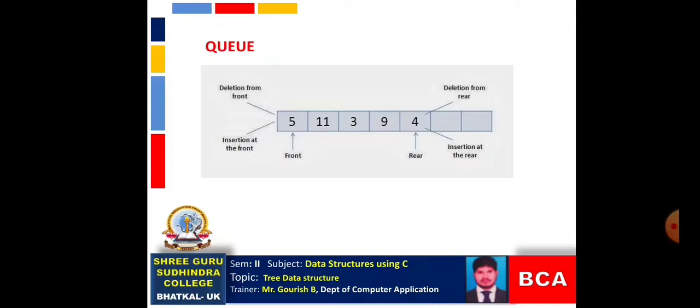Another linear data structure is the queue data structure. Queue is a FIFO data structure. That means the first inserted item we have to remove first. First in, first out.